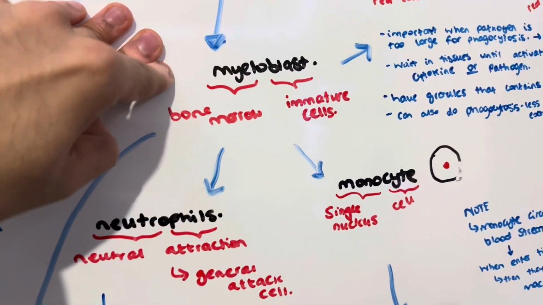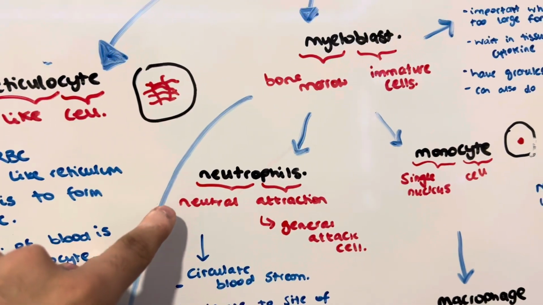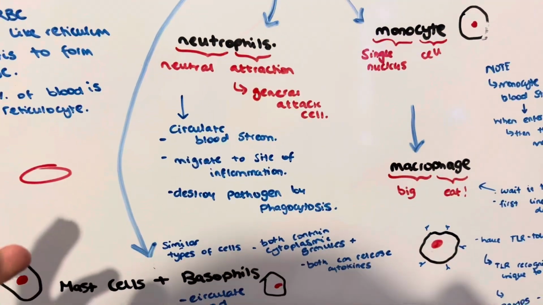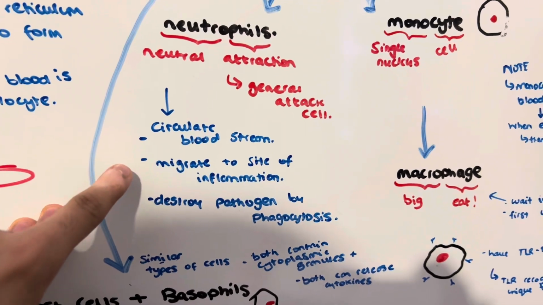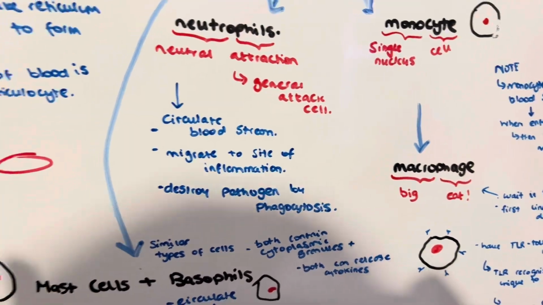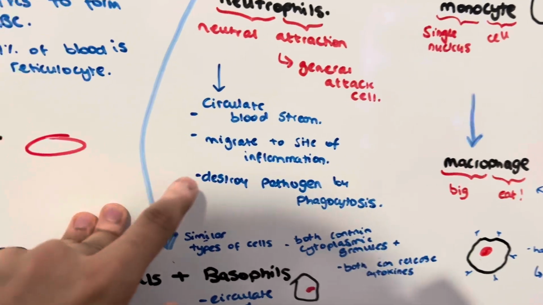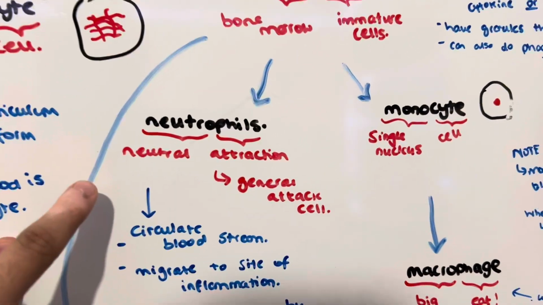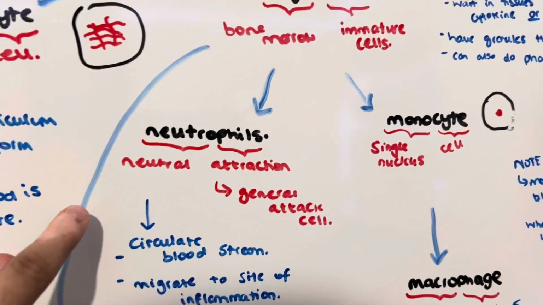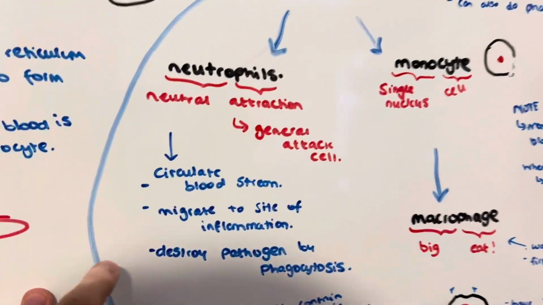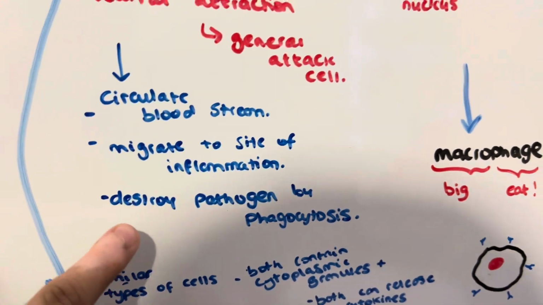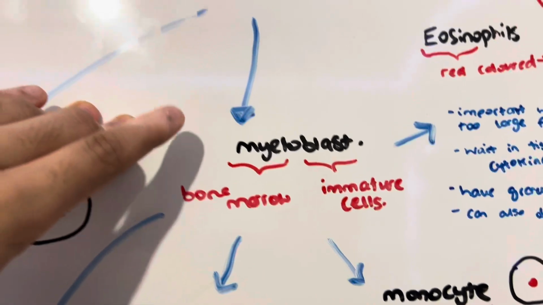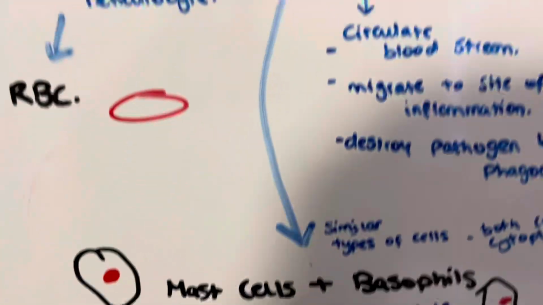Now let's go back to the beginning. From myeloblasts, we can also form a neutrophil. Neutral, of course, means neutral. Phils means attraction. So neutrophils are like a general attack cell. These circulate the bloodstream, and when there's inflammation happening, they migrate to the site of inflammation and destroy the pathogen by phagocytosis. These cells are basically just looking for something to happen. They're looking for drama. The second they see something, they run towards it and destroy the pathogen by phagocytosis.